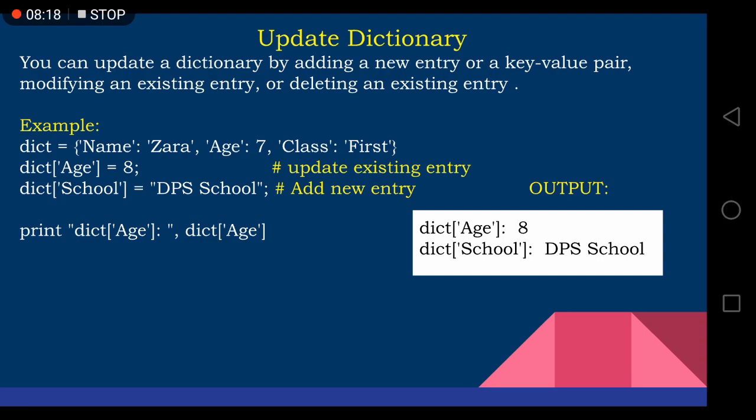And another example is print dict of age is equal to dict age. Now after adding the age we are printing the dict, means now dict of age is equal to 8. Earlier it was 7, now it is 8. And then print of dict of school will give the school value, which is added now, which is the dps school.